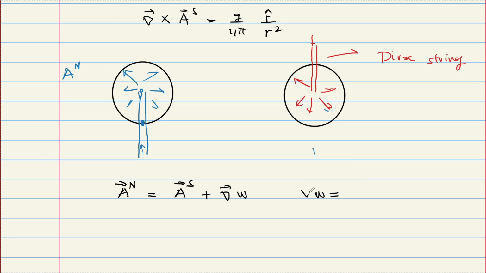I think I calculated this one. Del W is equal to 2G divided by R sine theta e phi. Yes, right? Because it's not physical, you need to do a gauge transformation from one vector potential to another to see if they are compatible. If you don't have anything like this, you would be right. They would not be compatible.